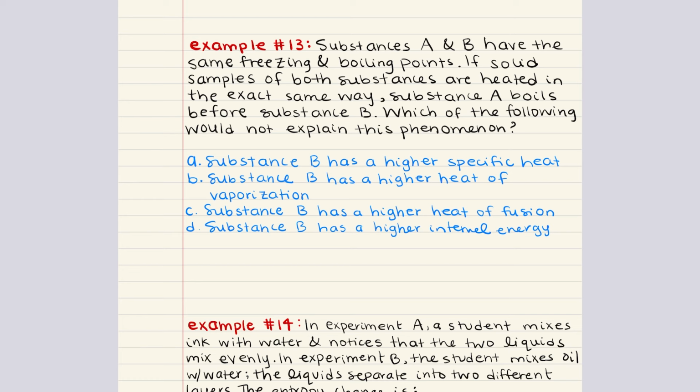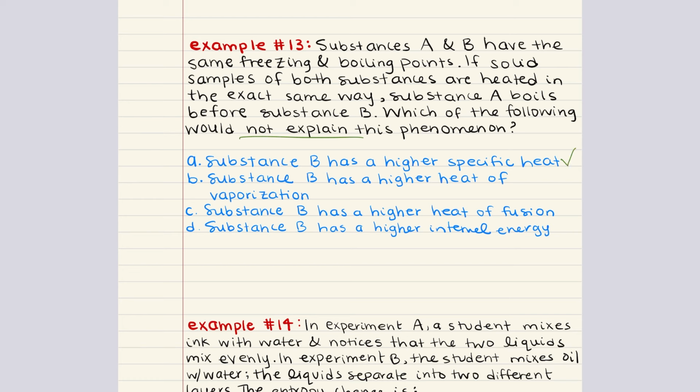Now, answer choice A says substance B has a higher specific heat. If substance B has a higher specific heat, it would take more energy to raise its temperature compared to substance A. This would mean substance B heats up more slowly, explaining why substance A reaches its boiling point first. This could explain what we observed, so it is not the correct answer for this question because we're trying to look for an explanation that is incorrect. A is a possible explanation.